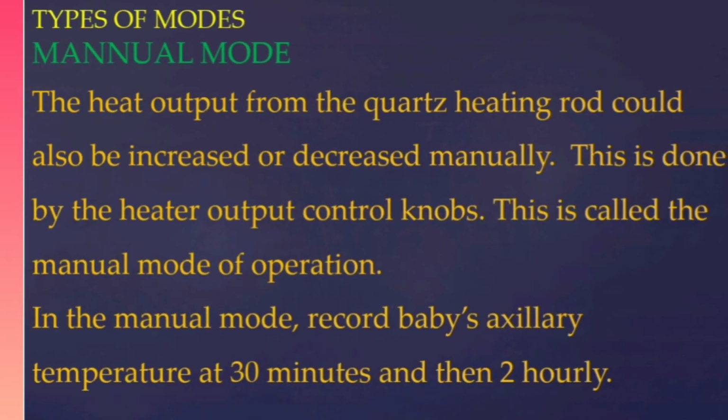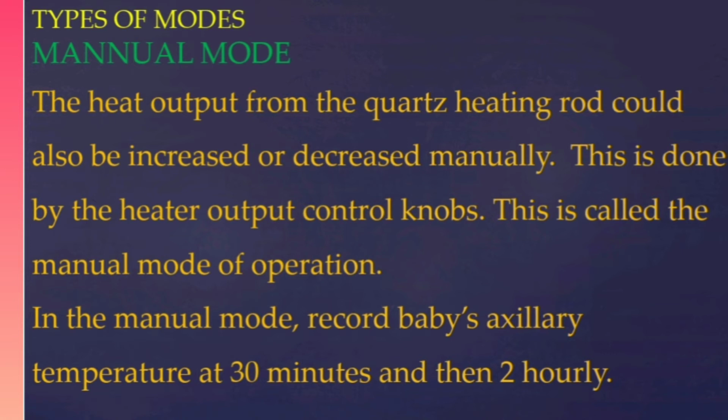Next, we can see the modes of radiant warmer. There are basically two modes. The first one is the manual mode and the other one is the servo mode. First, we can see what is manual mode. The heat output from the heating rod can be increased or decreased manually. This is done by the heater output control knob. This is called the manual mode of operation.